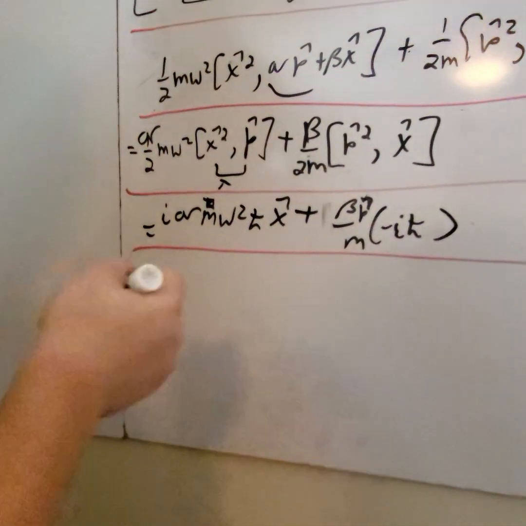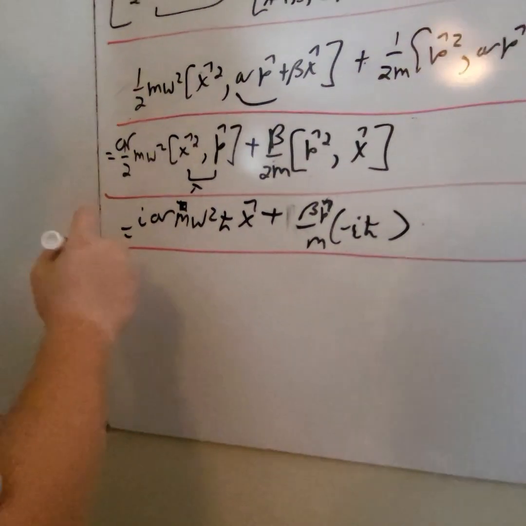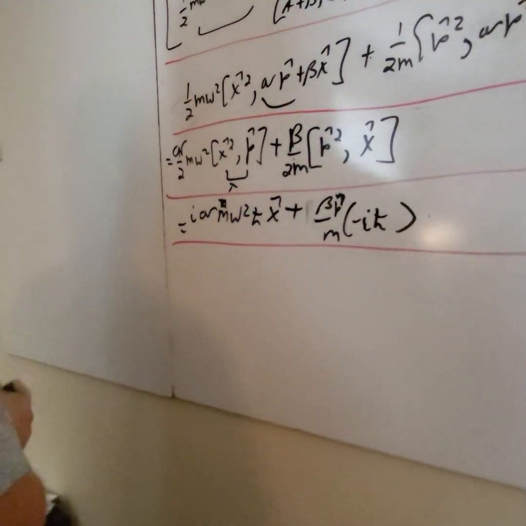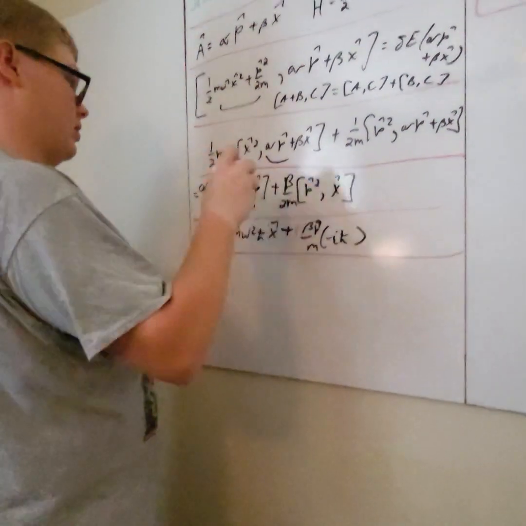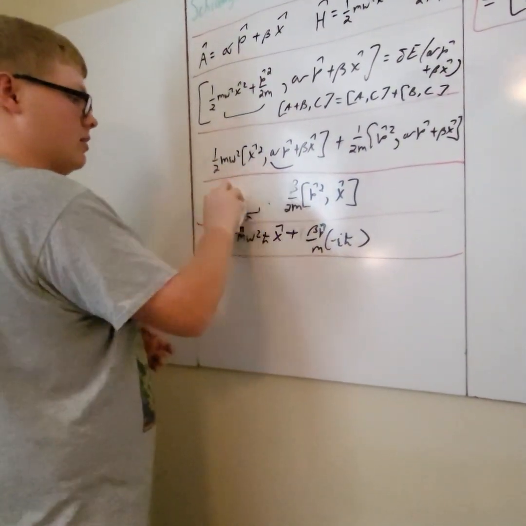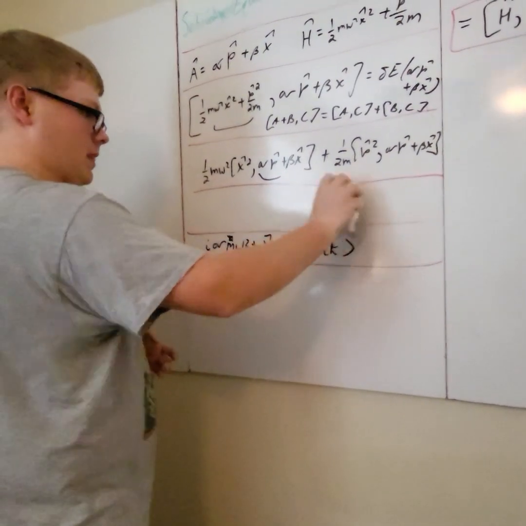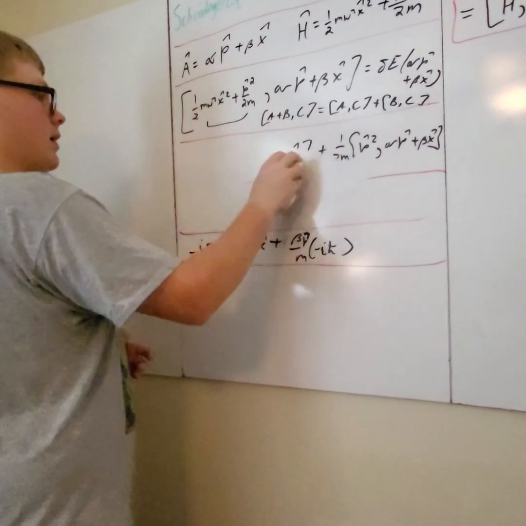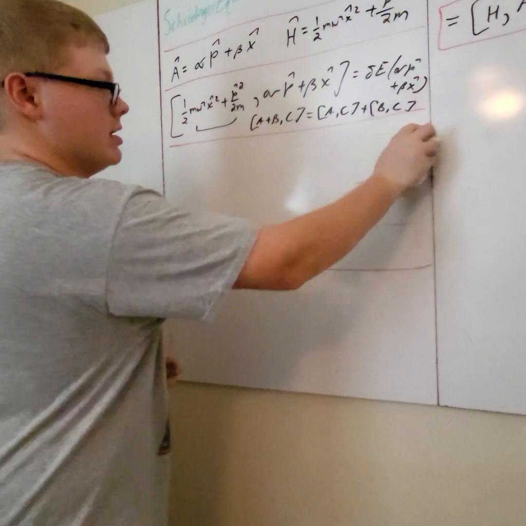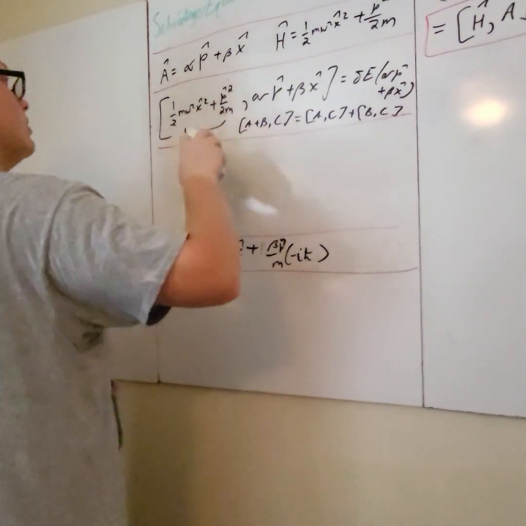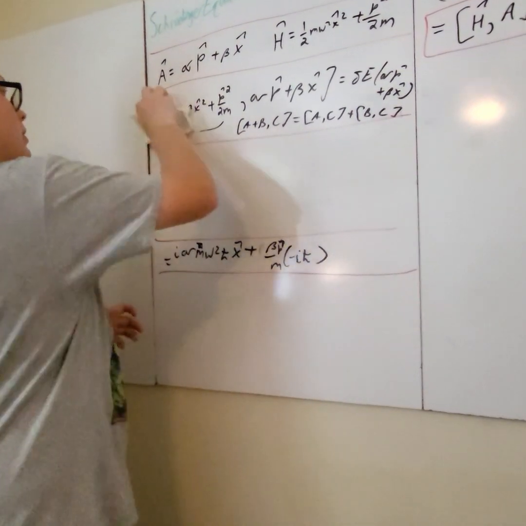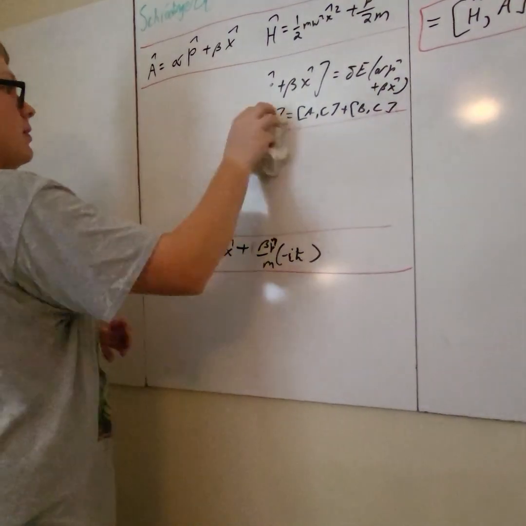All right, so I'm going to rewrite this now. We calculated our commutator with the Hamiltonian and our hypothetical operator A hat. Rewrite it up here. I don't like this.